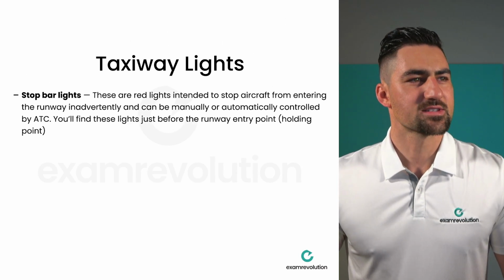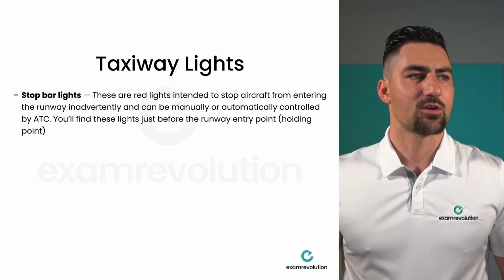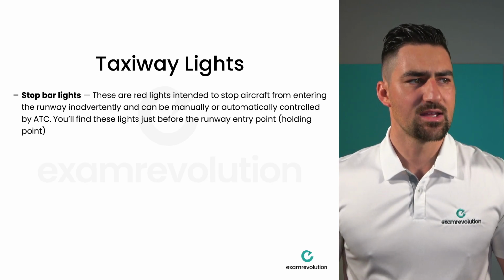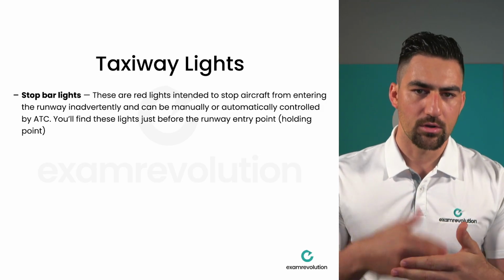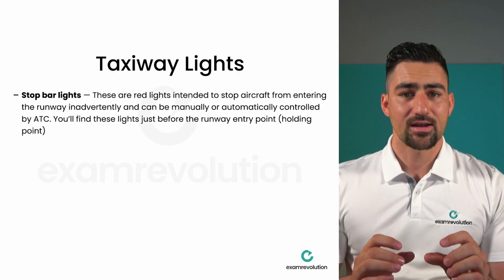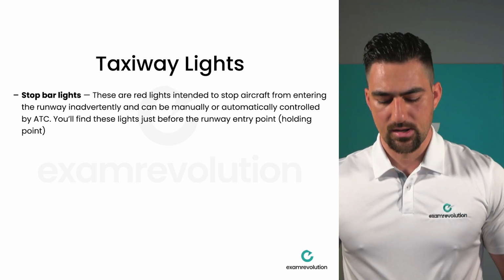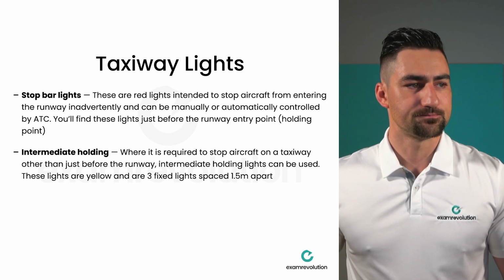Then stop bar lights. These are red lights intended to stop aircraft from entering the runway inadvertently and can be controlled manually or automatically by ATC. And you'll find these lights just before the runway entry point. So when you get to the holding point, you'll typically find the stop bar lights over there. It's red lights that tell you to stop. They usually run across the taxiway, right? And will be put on or off by ATC. It can be done manually or automatically.